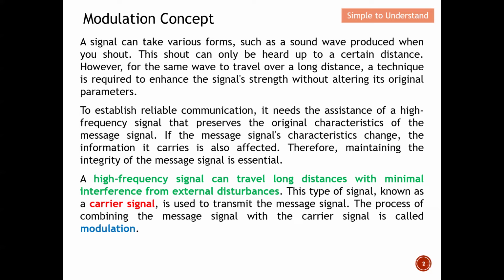Because of this, we want to do some form of modulation to move the frequency from low to high so that the signal has minimum interference from external disturbance. This type of signal, which is high frequency, is called a carrier signal. The process of combining the message signal together with the carrier signal is called modulation. So in simple words, the definition of modulation is to combine the message with another high frequency signal. This is the process that we call modulation.